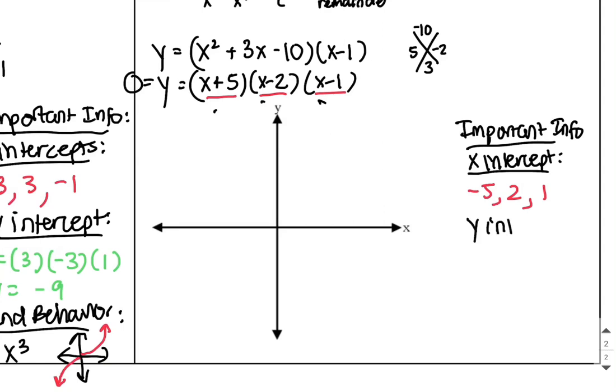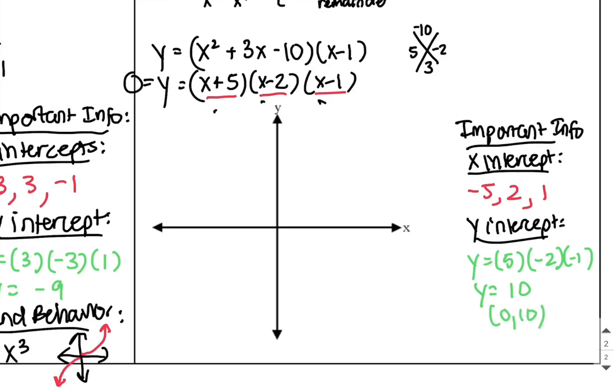Then my y-intercept is going to be what I would get when I plug in x equal to 0. So y is equal to, if I use my factored form, 0 plus 5 is 5, times -2 times -1, which gives me -10 times -1, which is +10. And that's (0, 10), my y-intercept. And then to graph my other points, my x-intercepts, -5, 2, and 1.